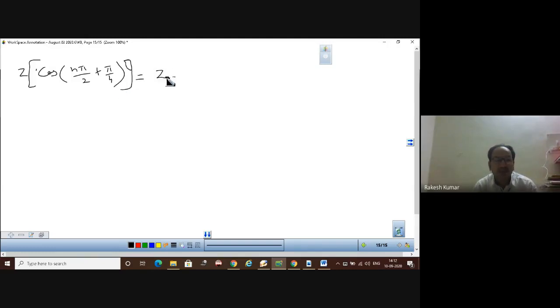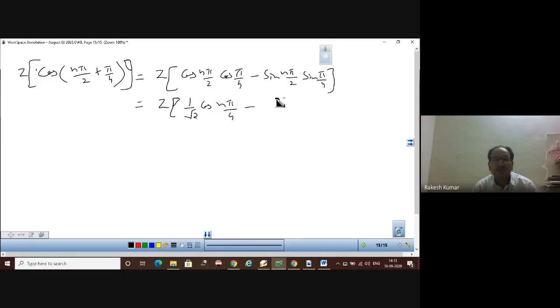So for the Z transform, we shall apply the formula of cos of a plus b, and it will be cos n pi by 2 cos pi by 4, minus sine n pi by 2 sine pi by 4. And the value of cos pi by 4 is 1 over square root 2 into cos of n pi by 2, minus, the value of sine pi by 4 is again the same, 1 over square root 2 sine n pi by 2.